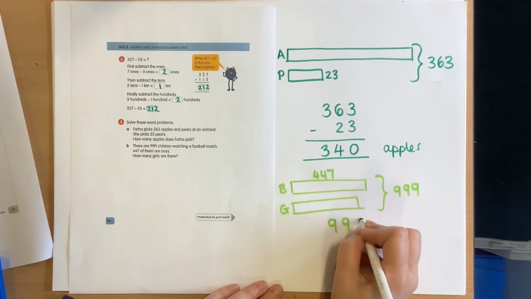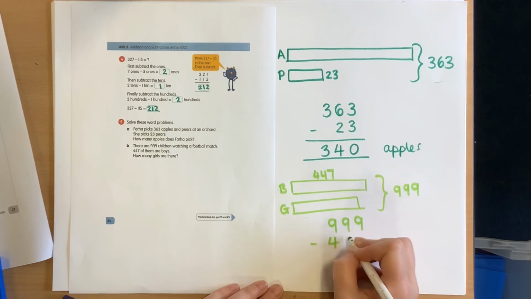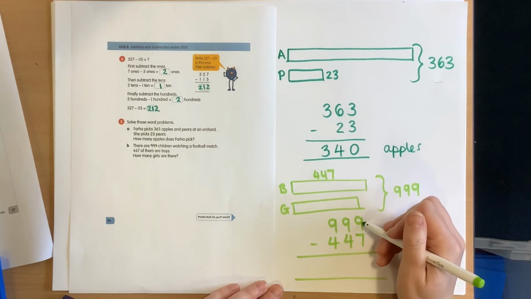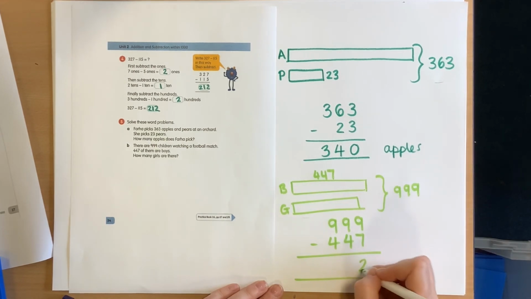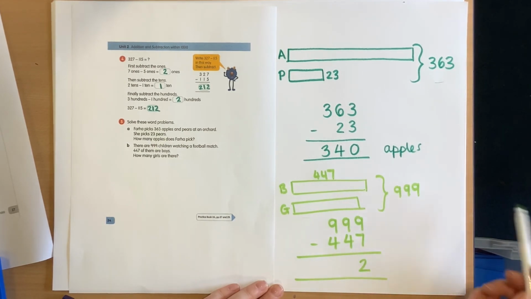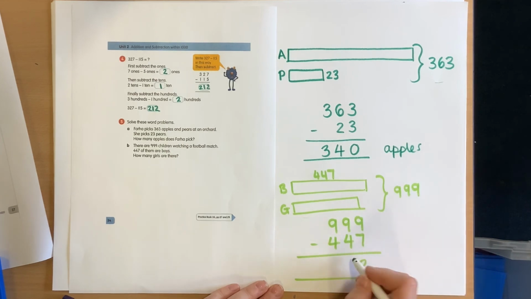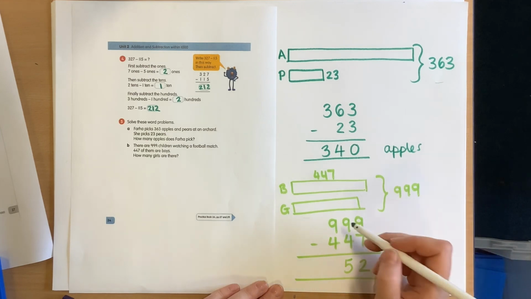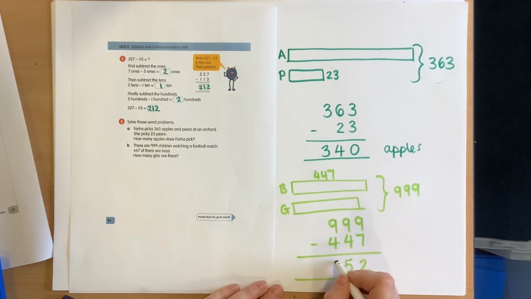So let's lay it out like before. 999 take away 447. 9 ones take away 7 ones is 2 ones. Next subtract the tens. 9 tens take away 4 tens is 5 tens. And finally subtract the hundreds. 9 hundreds take away 4 hundreds is 5 hundreds. So there were 552 girls at the match.